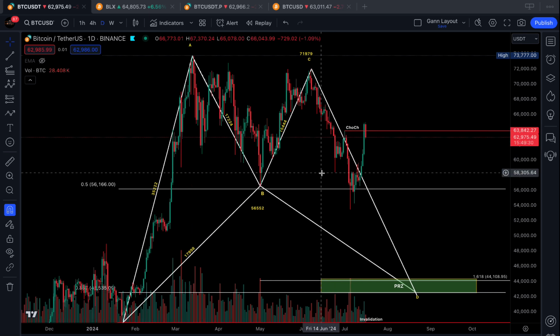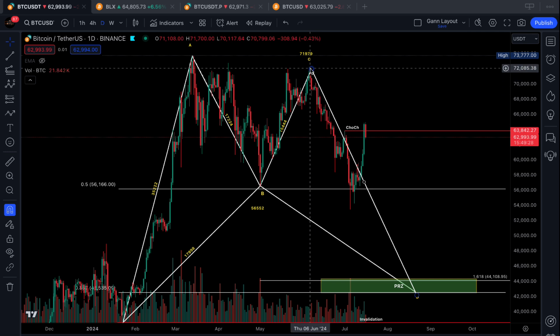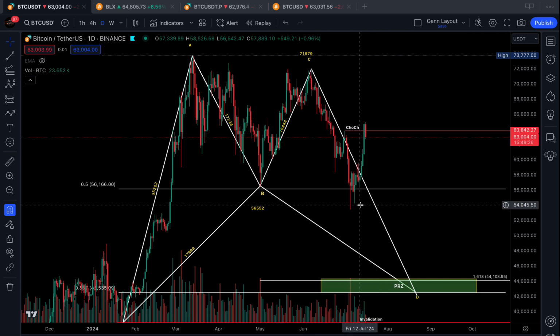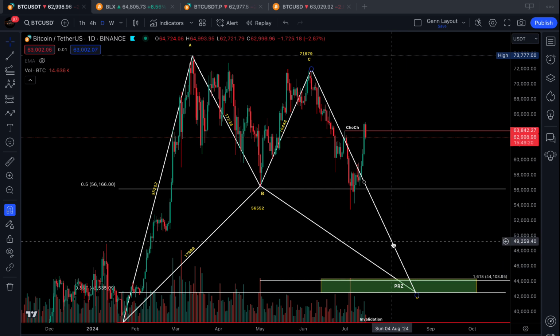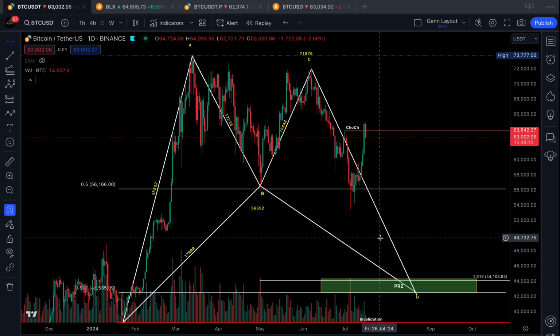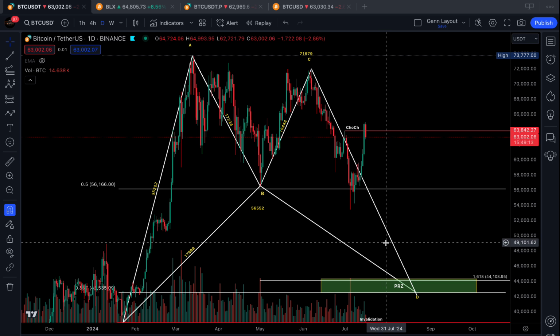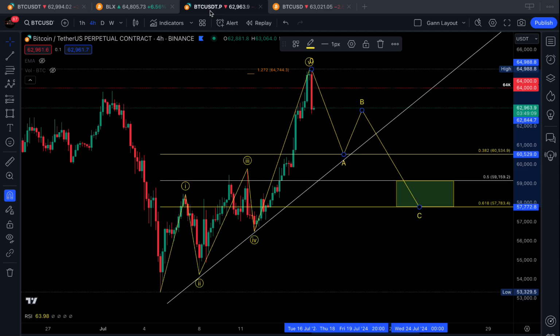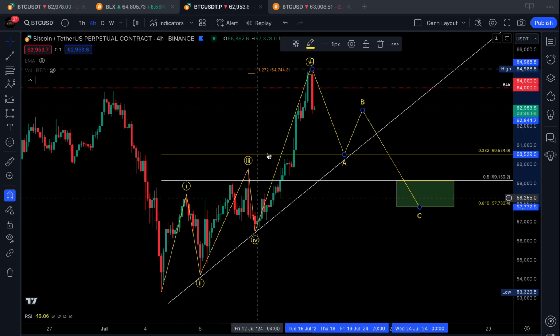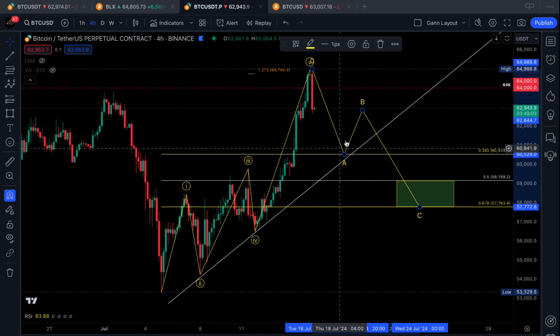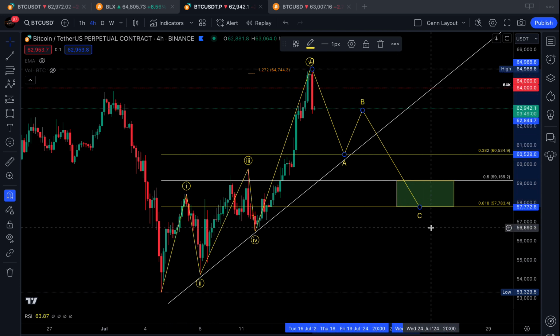So it doesn't mean that my expectation of a deeper correction, which will probably make it between 48 to 44,000, is out of the window, but it means that it is less likely and I need to interpret the chart in a more bullish manner. What is the bullish interpretation of the chart? That this was a leading diagonal in wave 1 and Bitcoin has now entered a wave 2 correction.